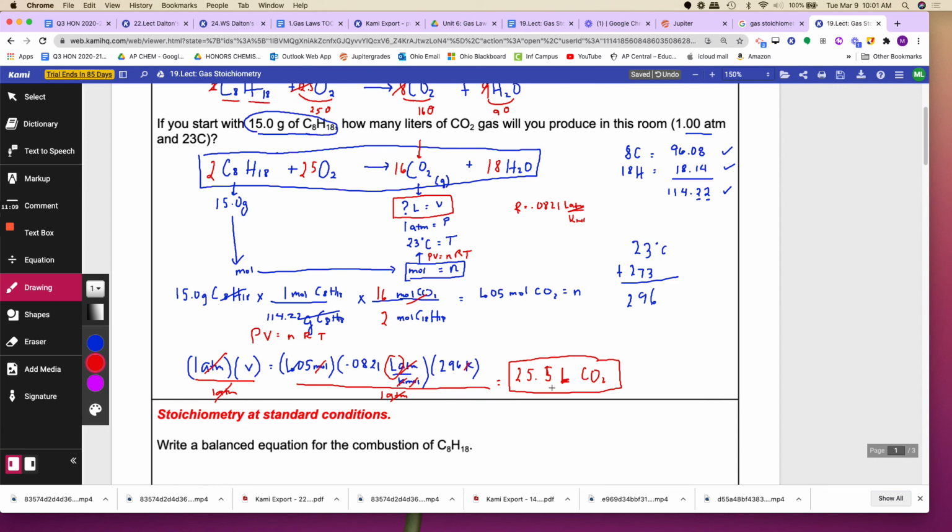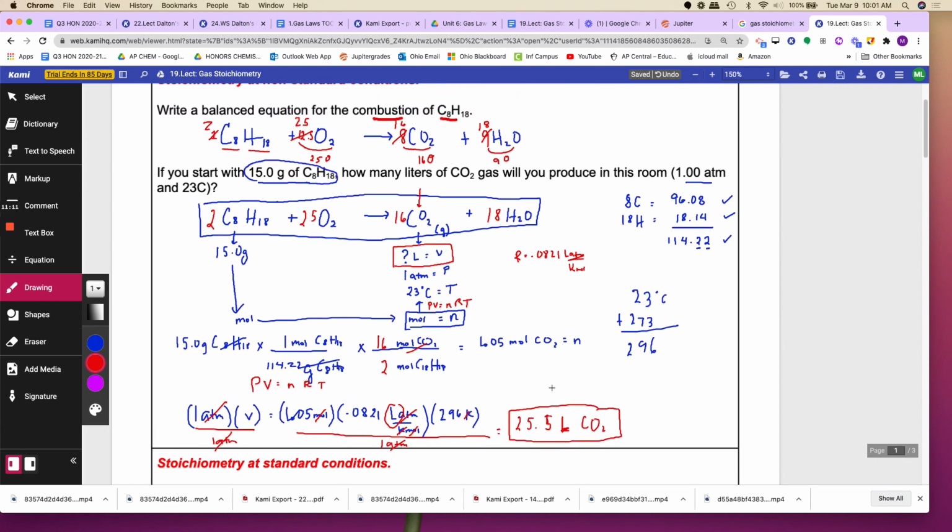This is a very powerful tool. And in future problems, they might start with volume and go to grams. So you can go backwards as well, okay? Just know that if you have a gas, you have PV equals nRT to get any variable that you need.